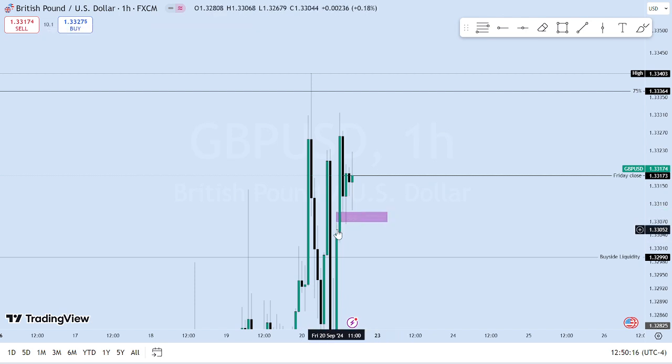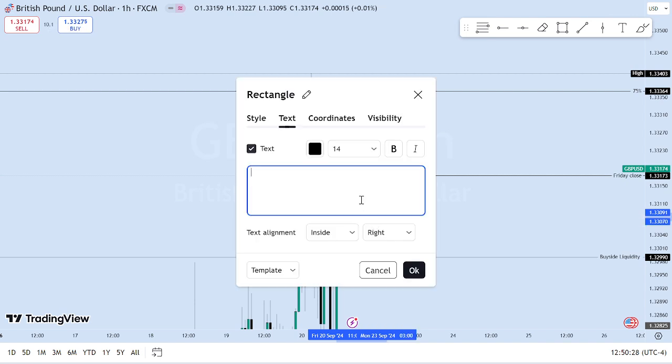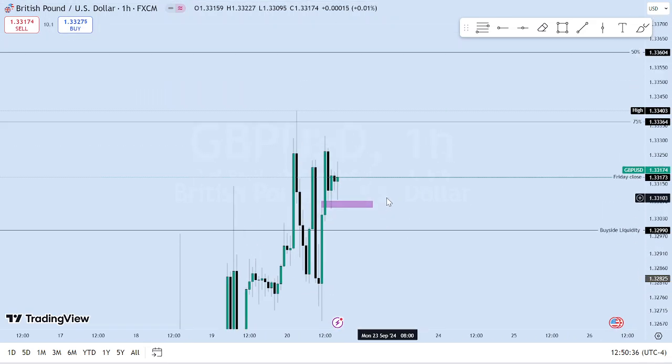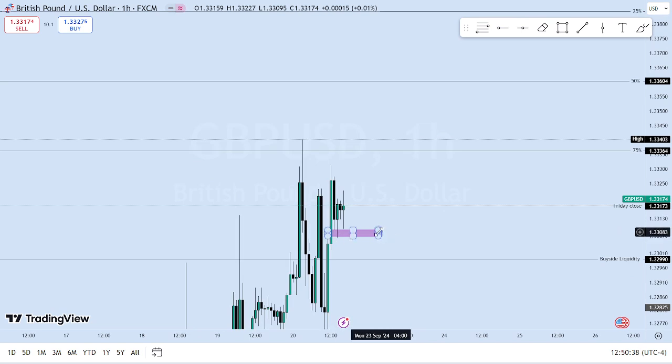Between this candle's high and this bearish candle's low, there is a gap there. That's a fair value gap. Very busy. Call it BC, fair value gap.